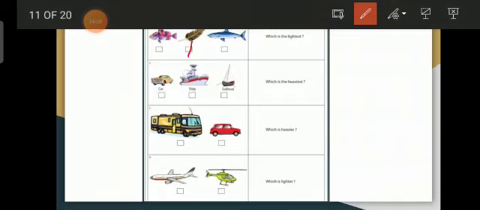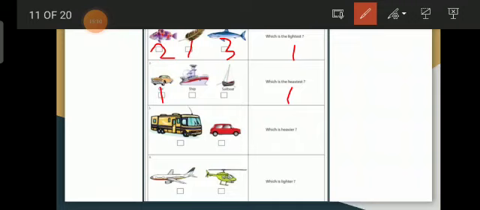Then these things. And then these things. The feather is the lightest one. Okay. Then car, ship or a sailboat. Okay, which one is the lighter one? Lighter one. Yes, car.